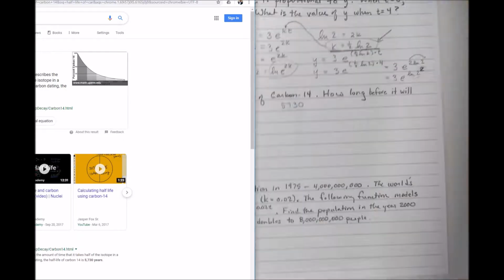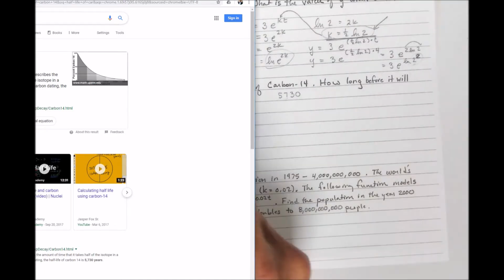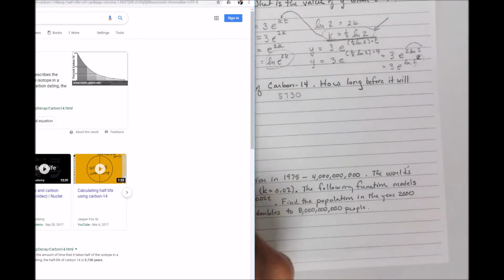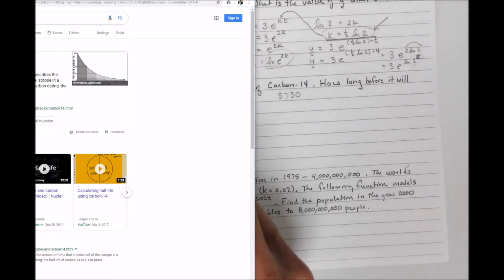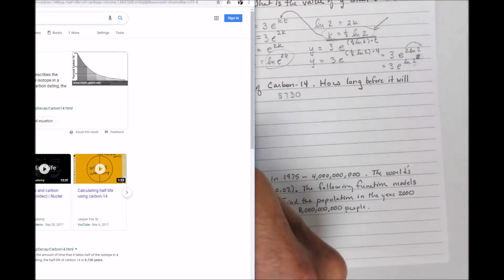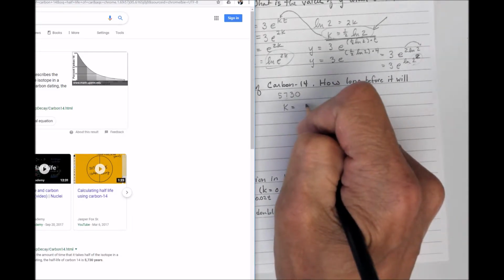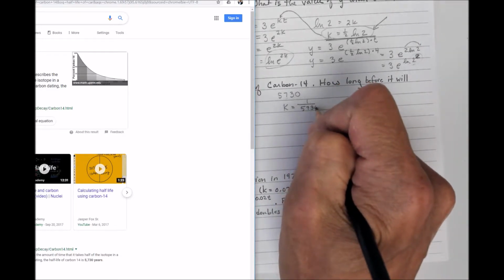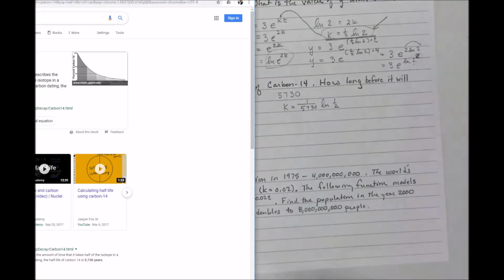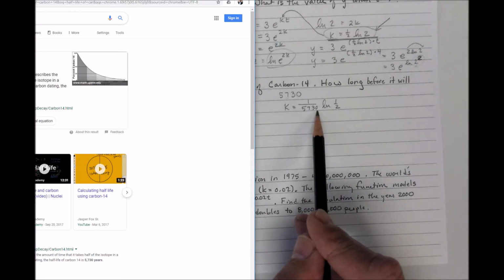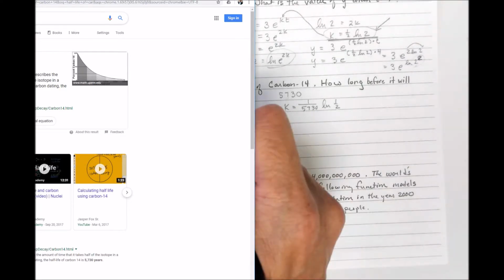And I better move this up so you can see what I'm writing here. And of course, natural log of e raised to a power is just that power. So that gives me the natural log of 1/2 is equal to 5,730 k. So k in this case is equal to 1 over 5,730, the natural log of 1/2. Oh, this is interesting. All right, so now what is that going to give me? Well, that's going to give me the value that I'm going to plug right in here.